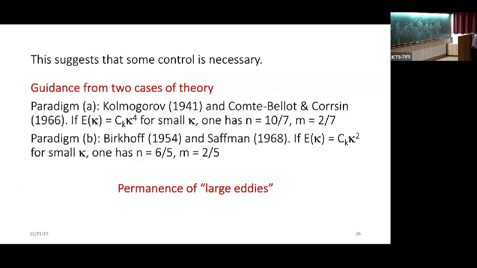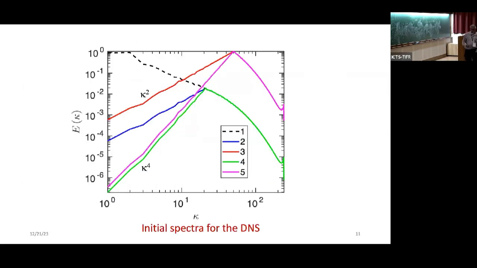So here is the initial spectrum for the DNS. In one case, we leave the low wave number spectrum, we just put in by hand, going like k to the power 4. Another case where it goes like k to the power 2, etc. How do you select the phases? How do I select the phases? Yeah. No selection on phases. Just the spectrum. But in the initial condition of the DNS, you have to set some.